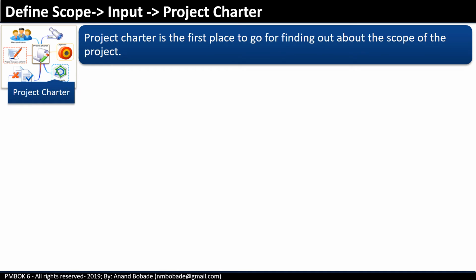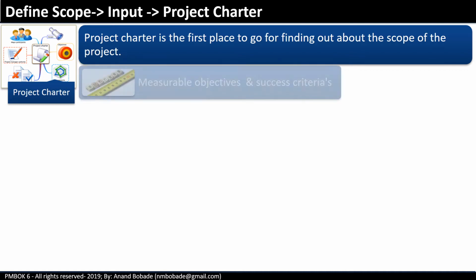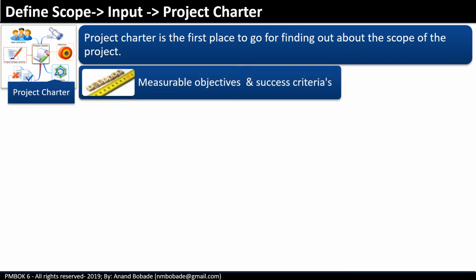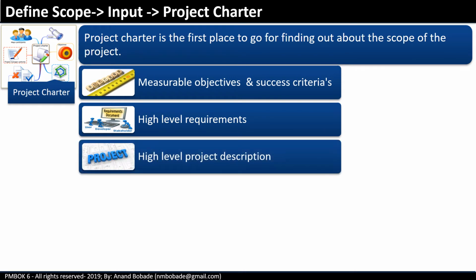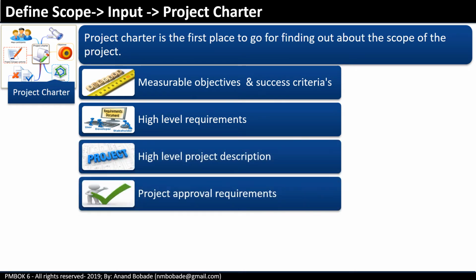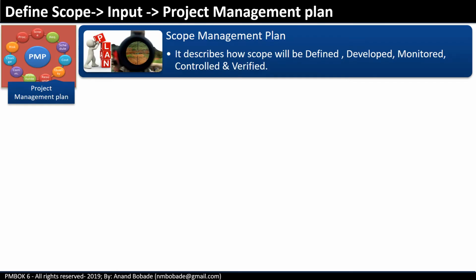Project charter. Project charter is the first place to go for finding out about the scope of the project. As you know, the project charter is the first document which authorizes a project manager to execute the project. It provides project objectives, a list of product requirements or characteristics, a high-level project description, as well as the approval requirements. Project management plan.